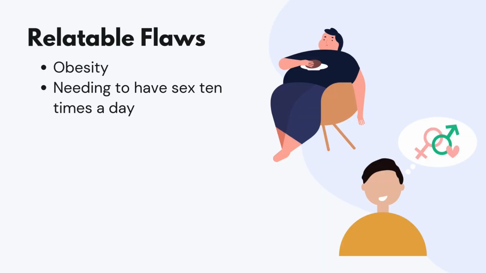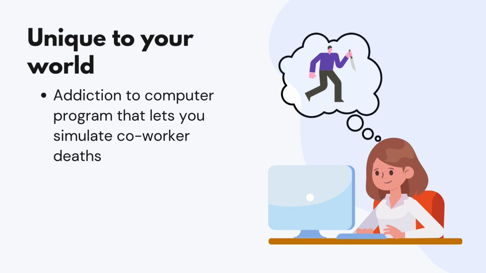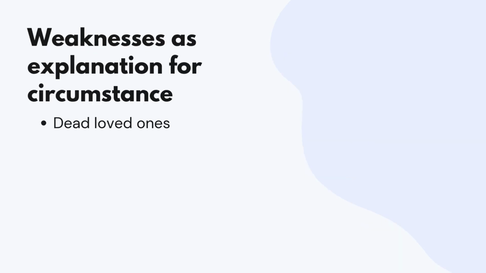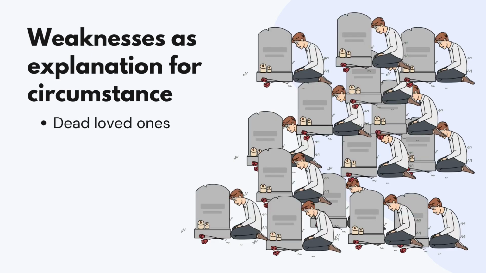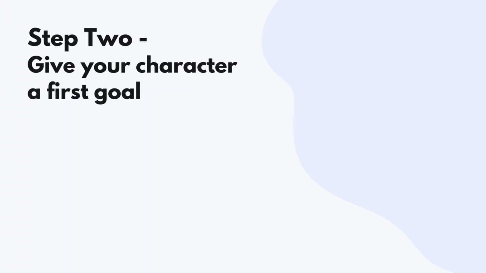Now, their struggle could be something relatable, like obesity, or the need to have sex 10 times a day. Or it could be something unique to your world, like an addiction to a computer simulation that graphically depicts the deaths of your coworkers. These weaknesses can define your character's circumstances at the beginning of the book. Perhaps their recklessness got a loved one killed. For example, of my 427 published books and the 398 male protagonists in them, over 80% of them had a dead wife.